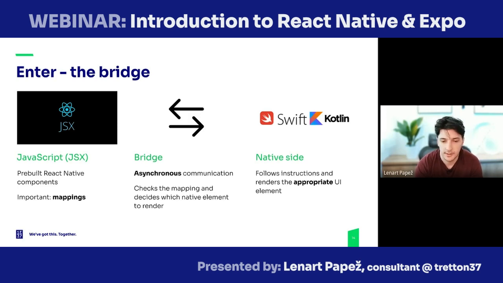For example, let's say we get a horizontal view. In Swift, it's going to know that it should render an HStack, and the same goes if it runs into a vertical view on Swift, it will know that it should render a VStack.